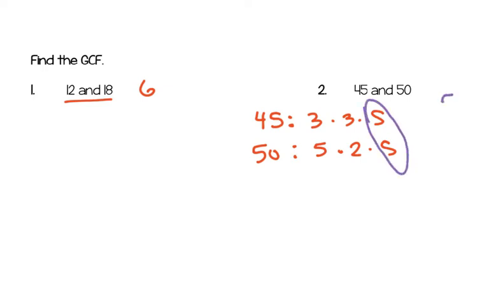So that one's pretty easy. It's just 5. You don't have to multiply anything together. Okay, look at number 3. Now we've got some variables in the mix.